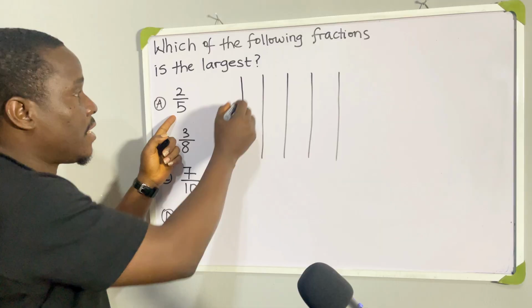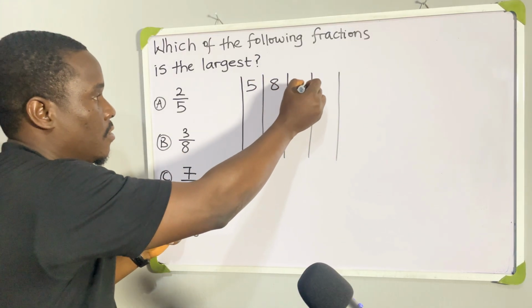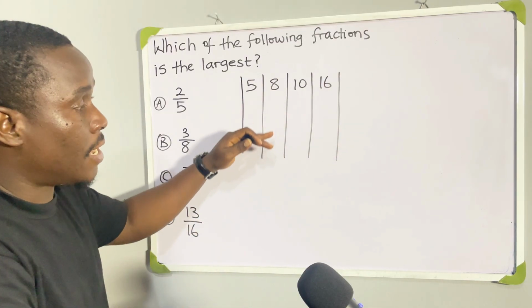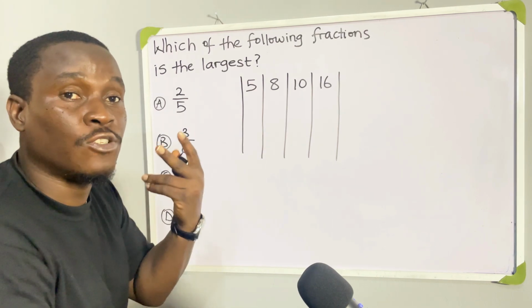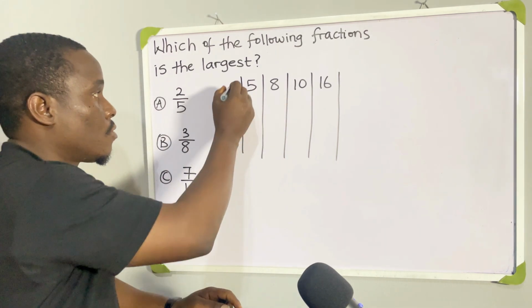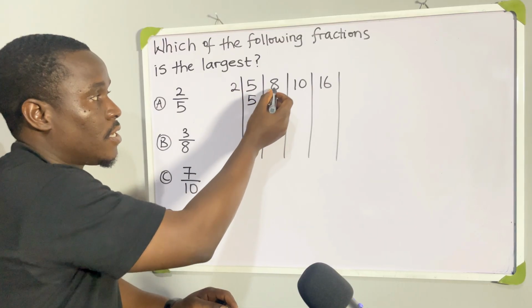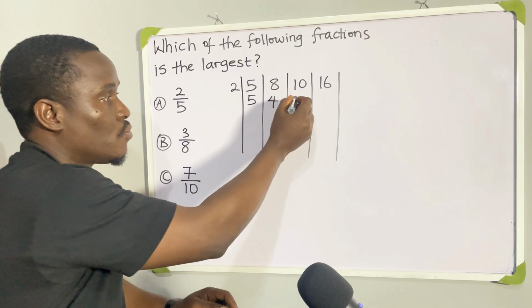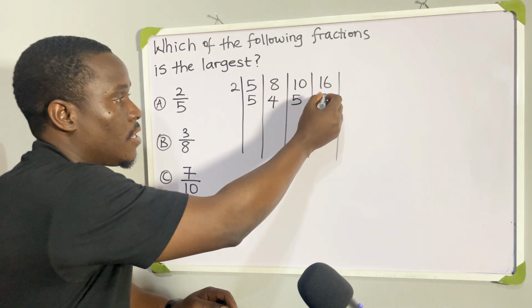So the denominators here are 5, 8, 10, and 16. We're going to break them down till we get 1. The smallest number that can divide at least 2 of these values is 2. 5 cannot be divided by 2, so we'll bring the 5 down. 8 divided by 2 is 4. 10 divided by 2 is 5. 16 divided by 2 is 8.